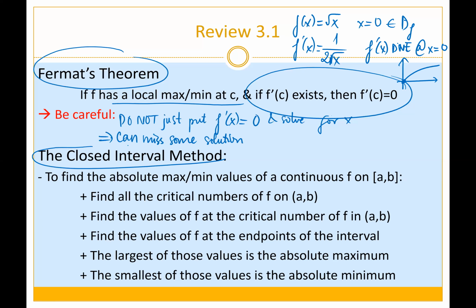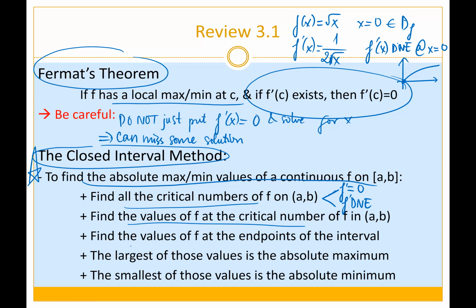Then we have finally one very important one as well, and this is going to be the main part of this section: the closed interval method. The closed interval method allows us to find the absolute maximum and absolute minimum values of a continuous function on an interval. The first step is to find all the critical numbers. To do that, we either set f prime equal to 0, or we find where f prime does not exist. Then we find all the values of f at the critical numbers.